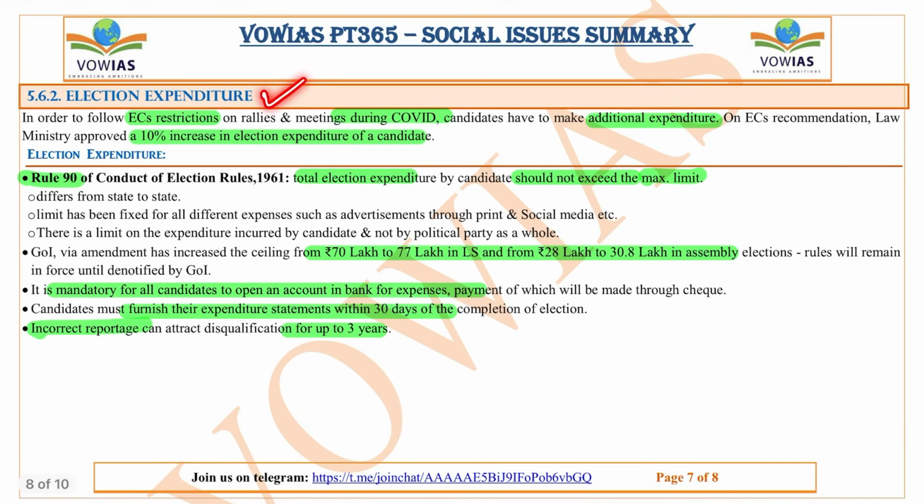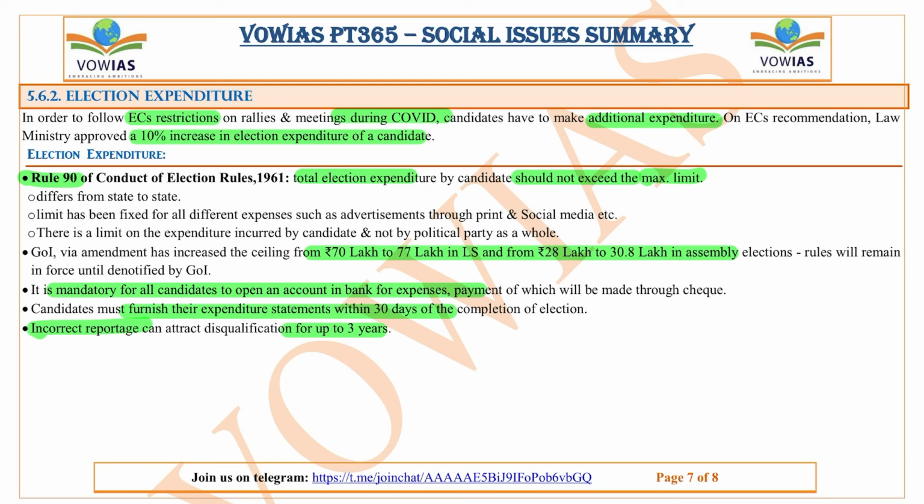Next one is with regard to election expenditure. In view of COVID, the Election Commission has approved a 10% increase in the election expenditure of a candidate, because normally a lot of COVID protocols have to be followed by the candidates, and because of this the expenditure is bound to increase. So that is the reason a 10% increase in the election expenditure is allowed by the Election Commission.